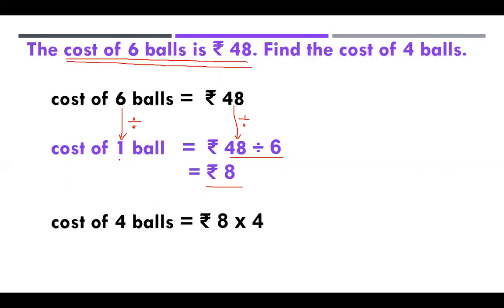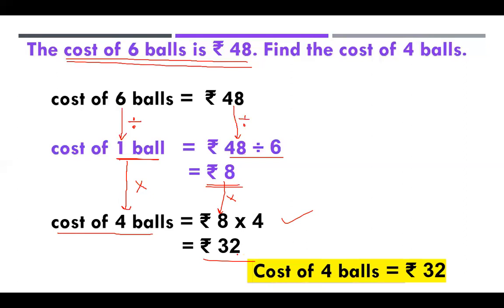So can you find the cost of 4 balls? Yes. If you know the cost of one ball is rupees 8, now we can find the cost of 4 balls. But just multiplying 1 into 4 will give you 4, and you have to multiply 8 into 4 also. So you will get the cost of 4 balls, and it is rupees 32. So the cost of 4 balls is equal to rupees 32.